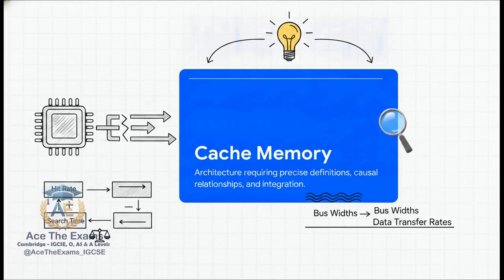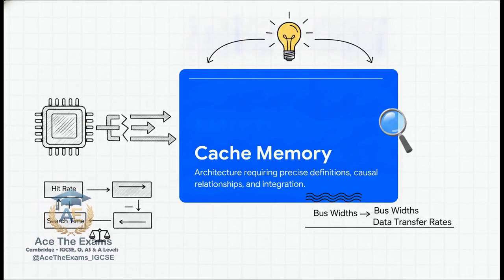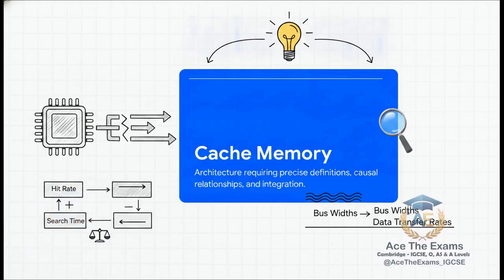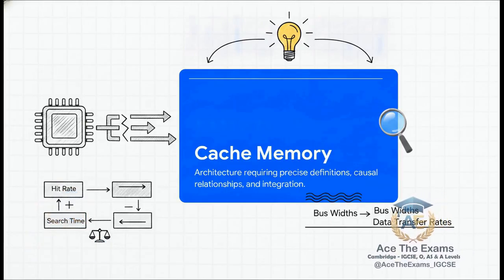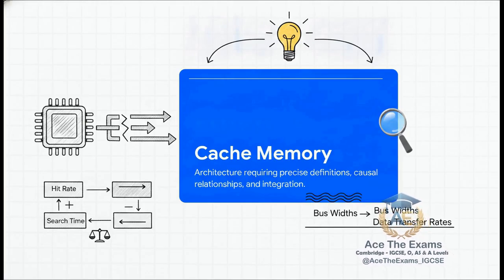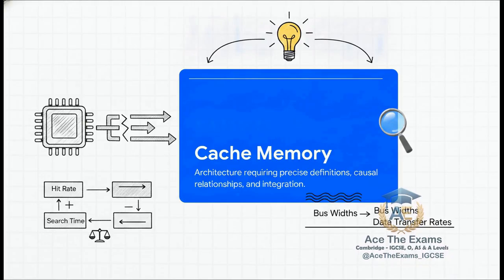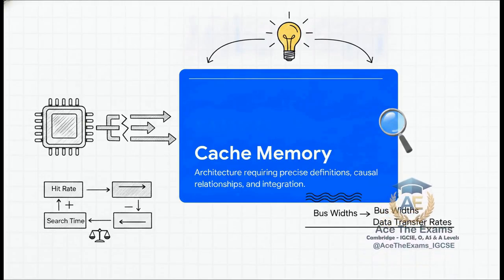Well, it means when you talk about cache memory, you shouldn't exist in a vacuum. You should also be referencing pipelining. You should be actively discussing how a cache miss completely disrupts the instruction pipeline. You should be mentioning bus widths and data transfer rates. You really need to show the examiner that you understand the fundamental cause and effect relationship.